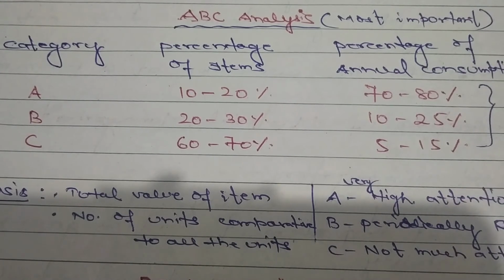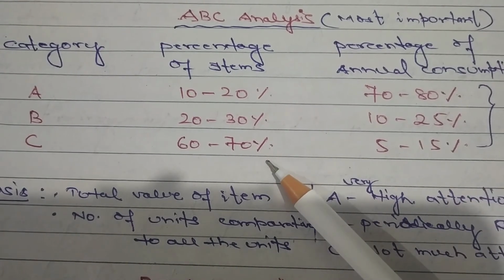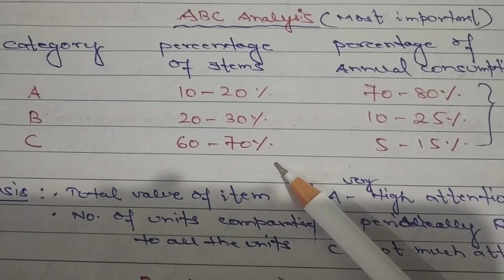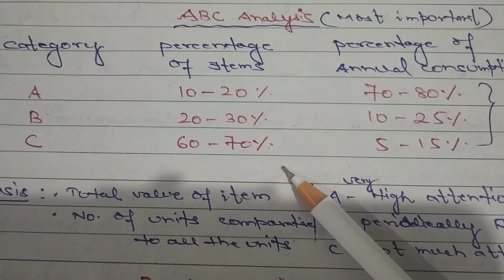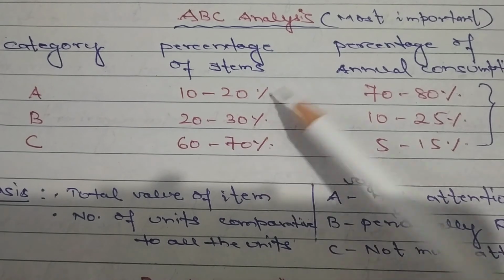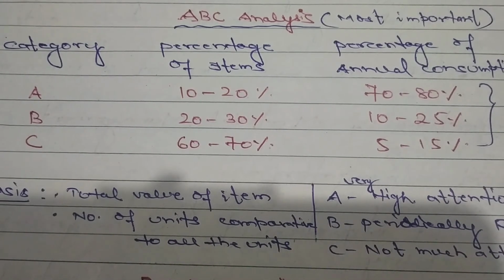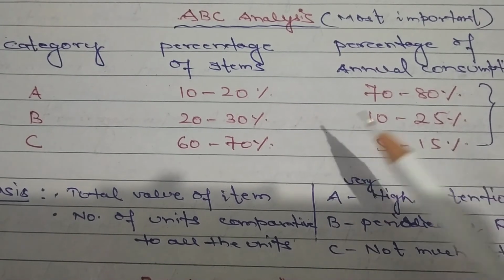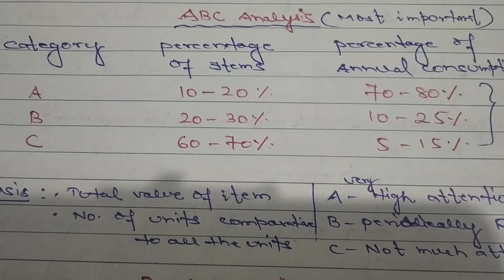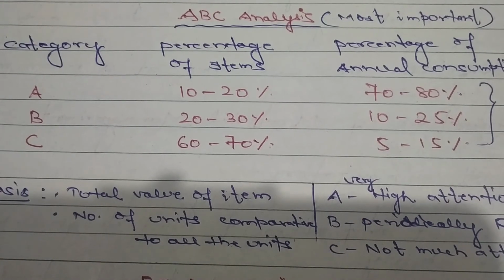C category is basically all the packing material which costs very little, so you don't need to bother much about those products, packing material or some kind of lubricant which is not regularly used. A category items can be like a high speed motor or very critical bearings which are very costly. B category items could be your raw material. For example, if you produce chairs, the raw material is wood. So wood could be a B category item.